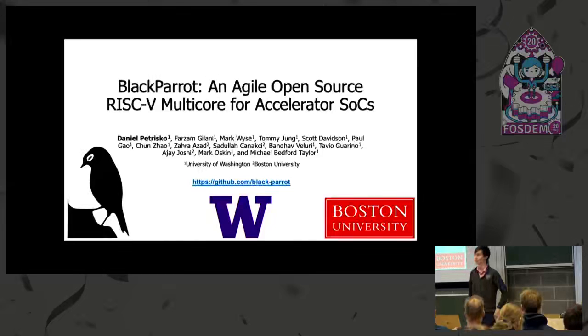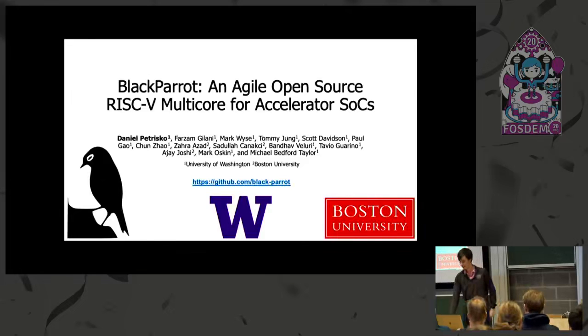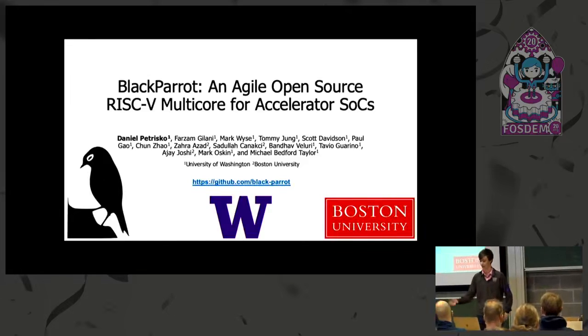My name is Dan Driscoll. I'm from the University of Washington. I'm going to talk about BlackParrot. We're announcing our new agile open source RISC-V multicore, and we're designing it as a host core for accelerator-based SoCs. This work is done between Washington and Boston University.